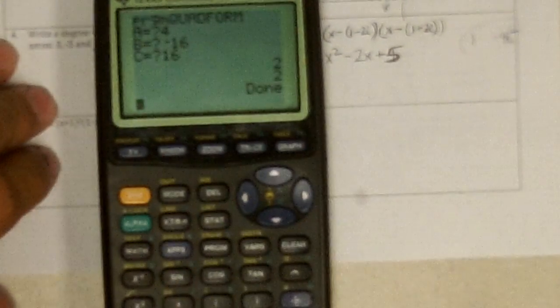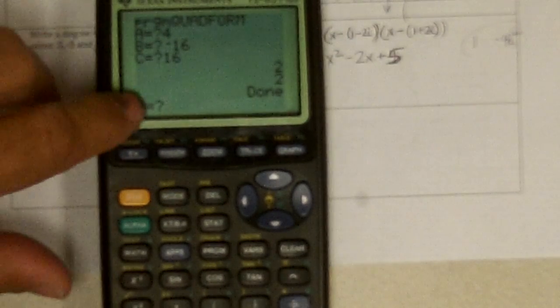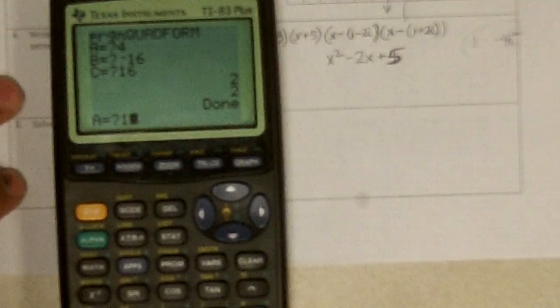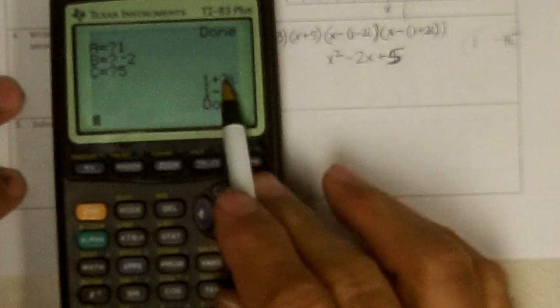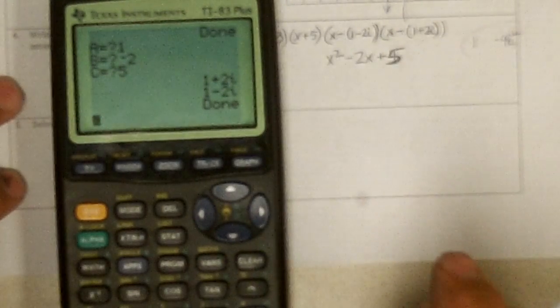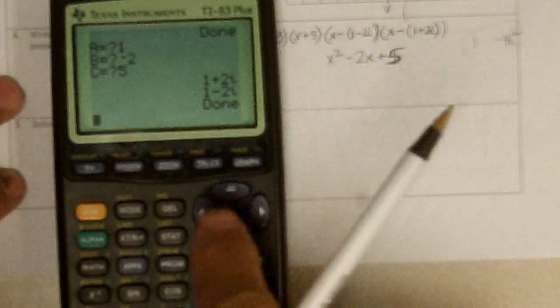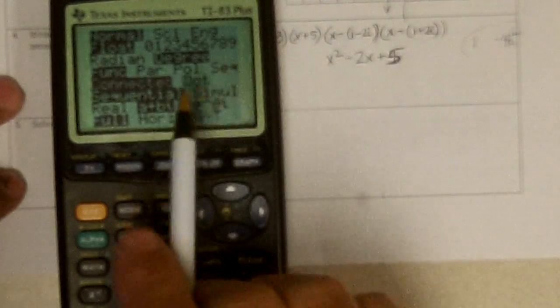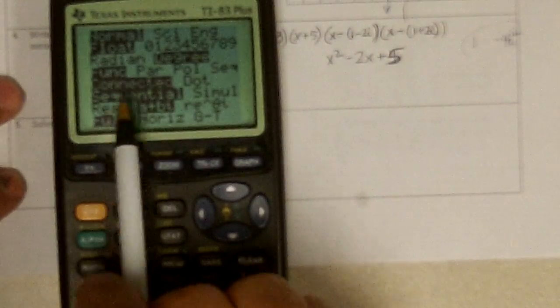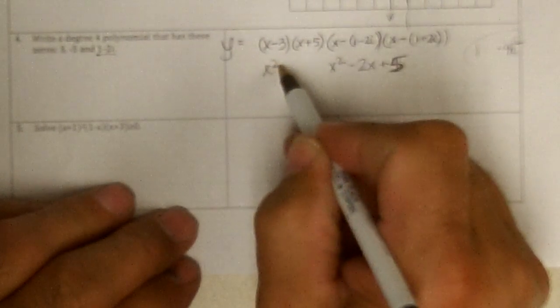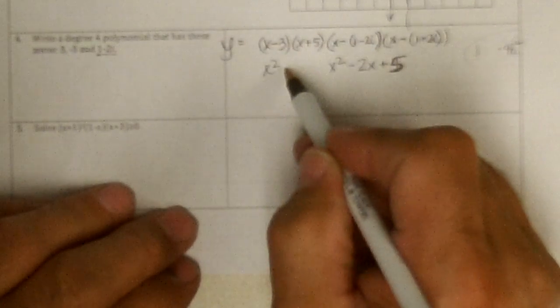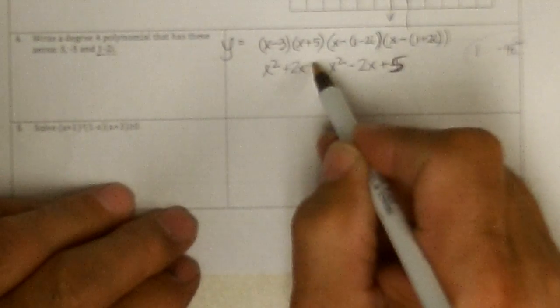I can pull out my calculator, and I can quit, and I can use the quadratic formula, which I've started before, and put in 1 and negative 2 and 5. And it says 1 plus 2i and 1 minus 2i are the two zeros. And if you're having trouble doing that, you may not have it in imaginary numbers. You may have it in real, so you have to make sure it's in imaginary. Okay. Now, this multiplies out to be x squared plus 5x minus 3x is plus 2x minus 15.